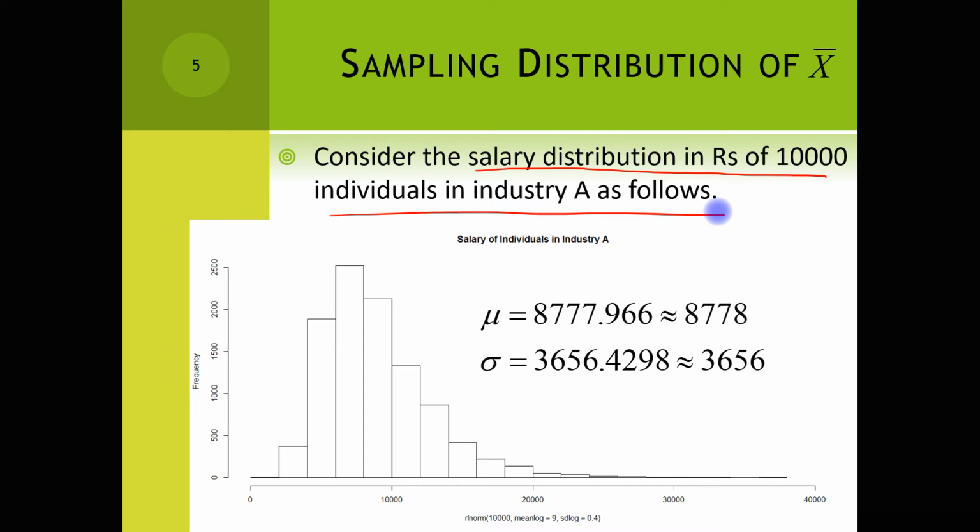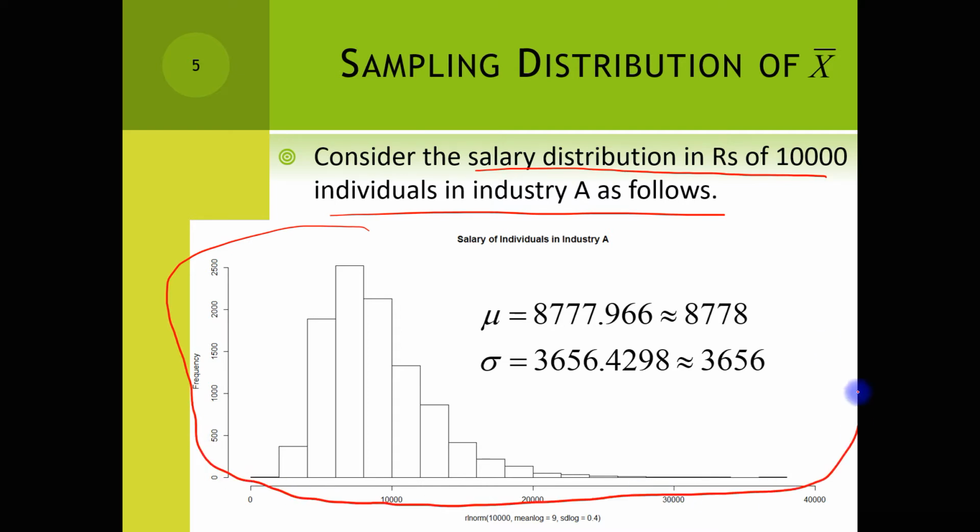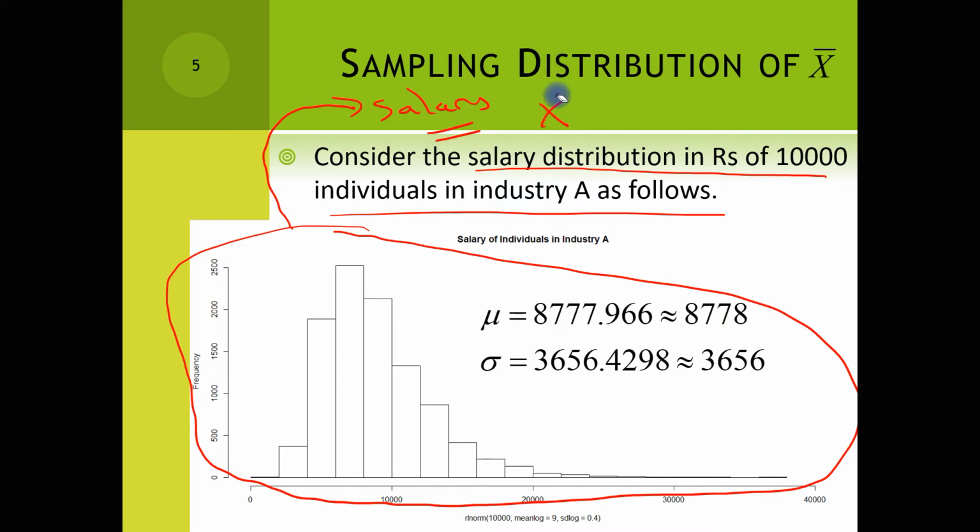So what am I going to do here? First of all, you have the distribution that is plotted right before you. This distribution is a distribution of salary. In other words, it is a distribution that we will define as x, not x bar, but x. We will define x as a salary, all right? The random variable x represents salary. So what you are plotting right now is the distribution of x.